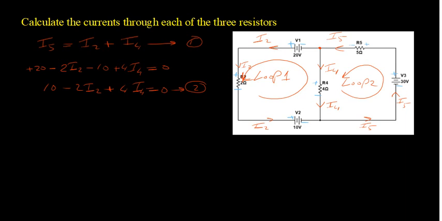Now let's go to loop 2, and in loop 2 I can start from here if I want to. It's fine as long as I'm going counterclockwise as I decided. So I'm going through battery 3, and that will give me a positive 30, and going through resistor 5, it will be minus 5 I5. Now going through resistor 4, that will give me a minus 4 I4. Coming back to my point here, there is nothing, so it equals 0. That will be my third equation, which is great.